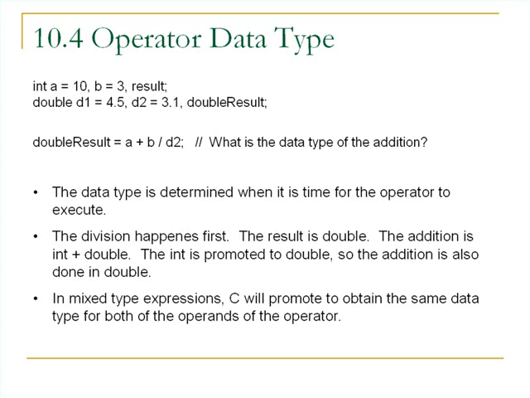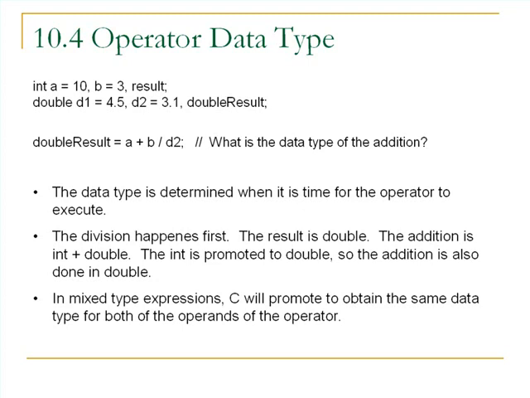Well, if we just look at a plus b, we would say the operands of the plus sign are both ints. So the addition must be done in int, but it isn't. In this statement, the division happens first. It has a higher precedence. So we look at the division first. It has b divided by d2.